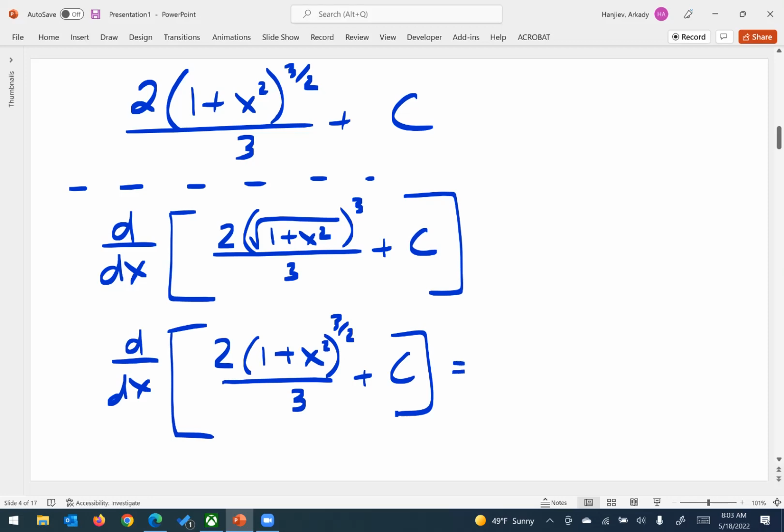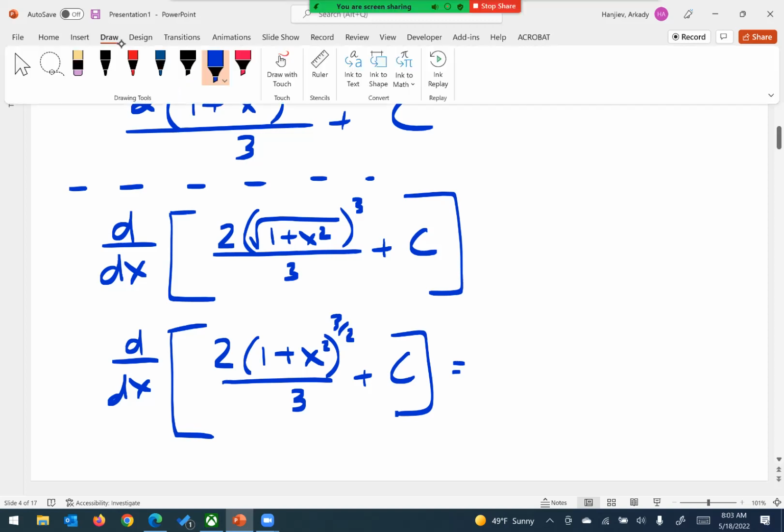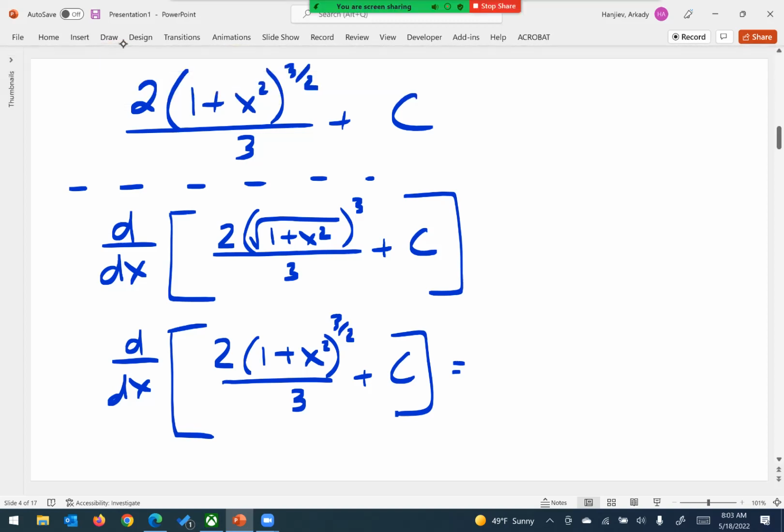And now let's see if we can do this. Think chain rule real quick here. The c value is going to go to 0, so we don't care about the c value. So here's what we've got: a multiplication of 3/2.